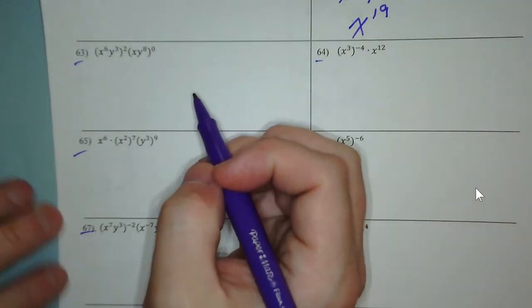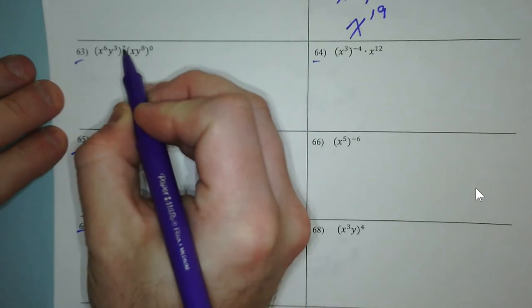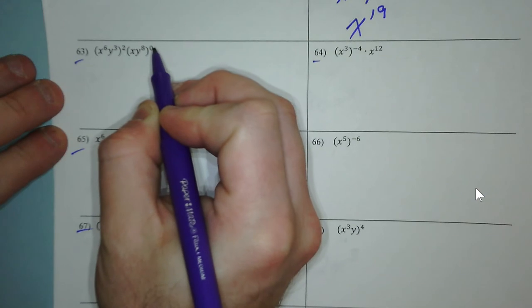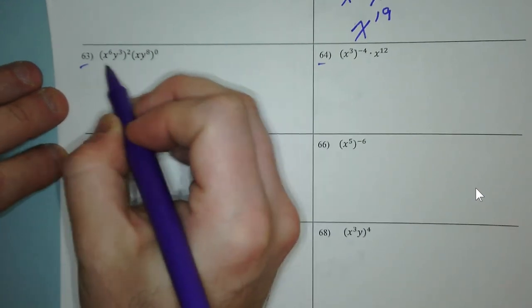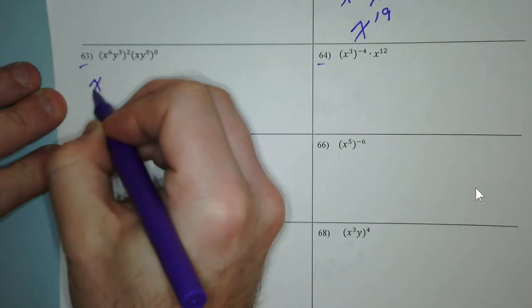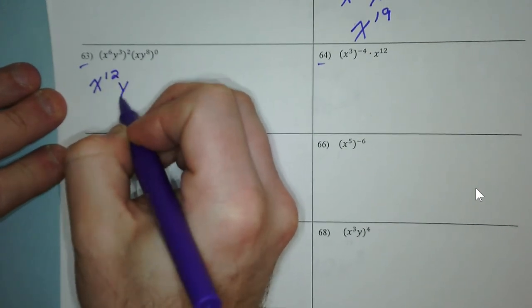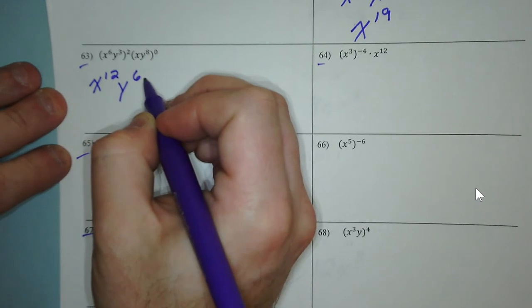In number 63, I would do a power of 2 first, as well as over here the power of 0. So on the first step, I would go, okay, this is going to be x to the 12th, y to the 6th.